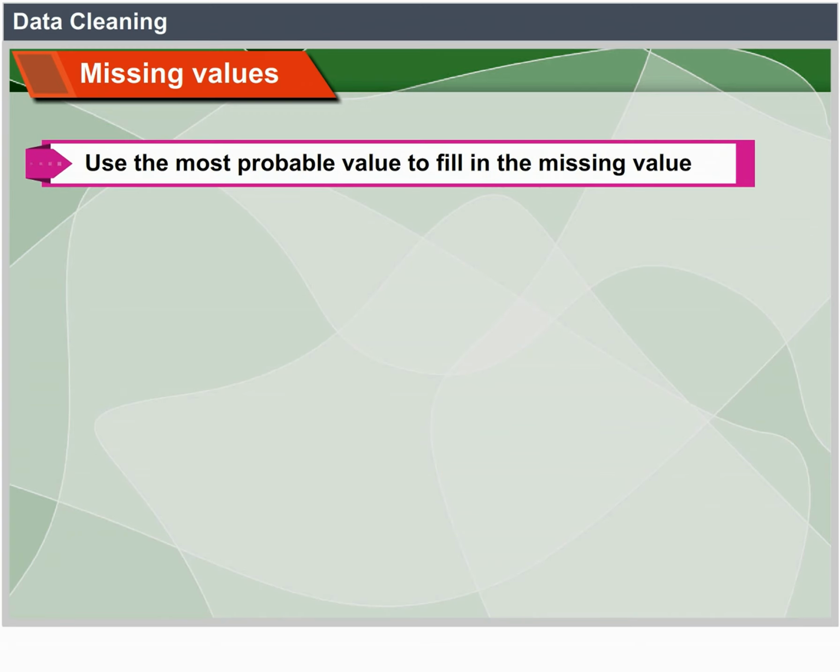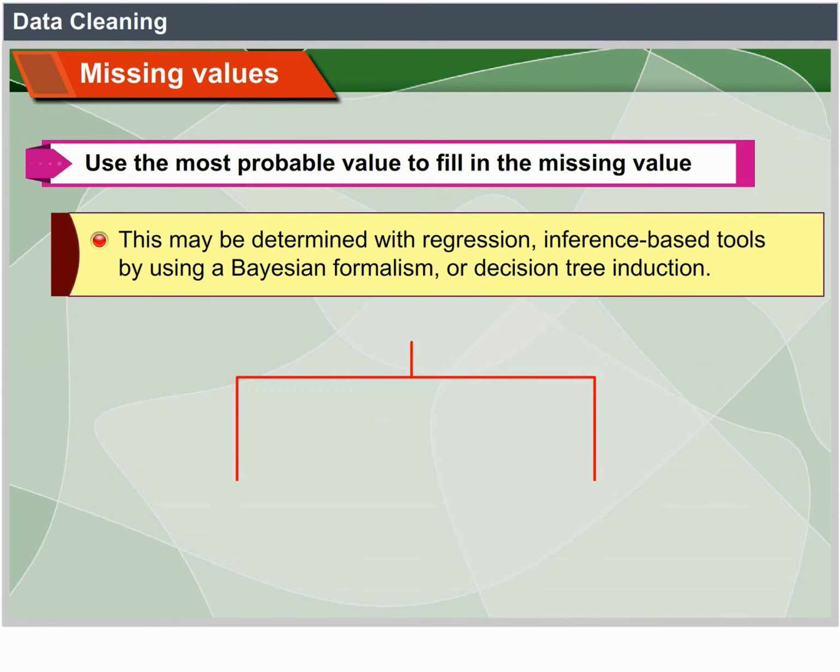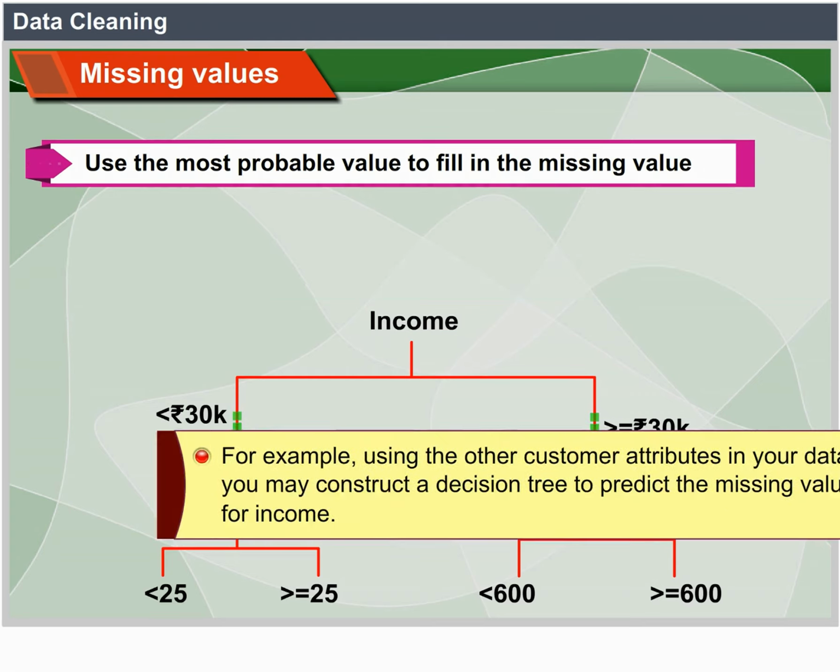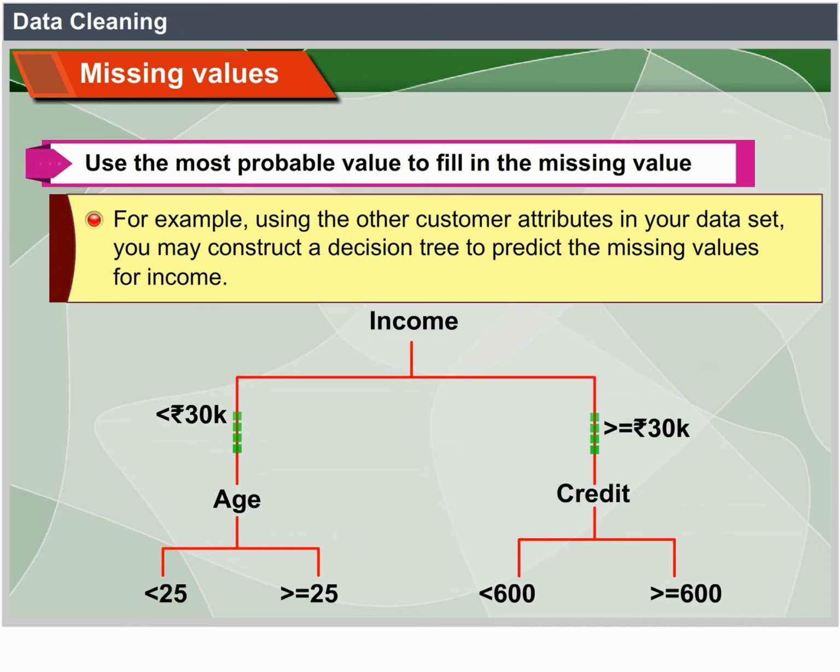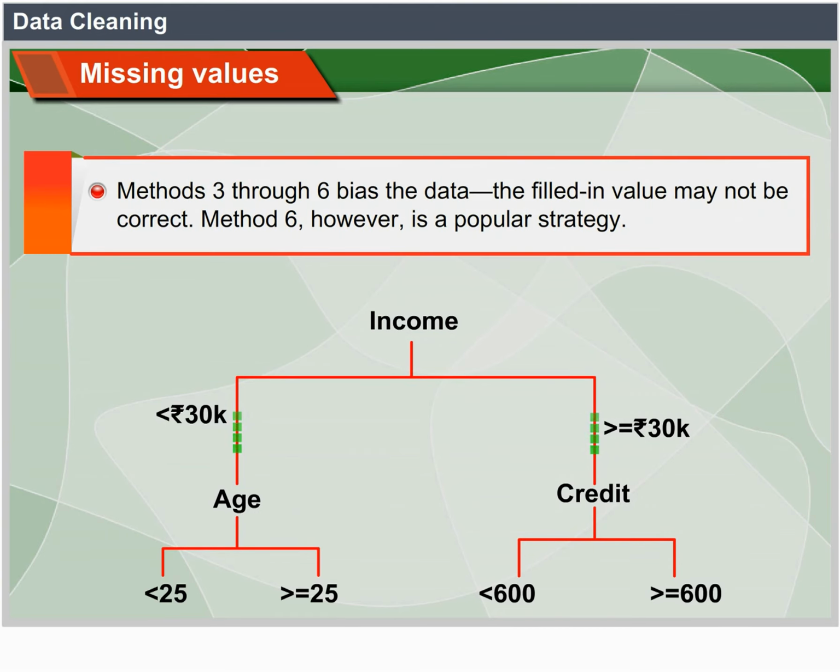Use the most probable value to fill in the missing value. This may be determined with regression, inference-based tools using a Bayesian formalism, or decision tree induction. For example, using the other customer attributes in your dataset, you may construct a decision tree to predict the missing values for income. Methods 3 through 6 bias the data.